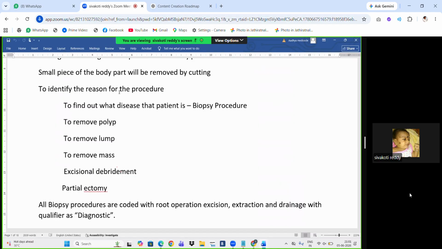partial removal of pancreas or liver, all the partial ectomies, excisional debridements, removal of a mass, lump, polyp, biopsies, you will get in the excision root operation. Noted?